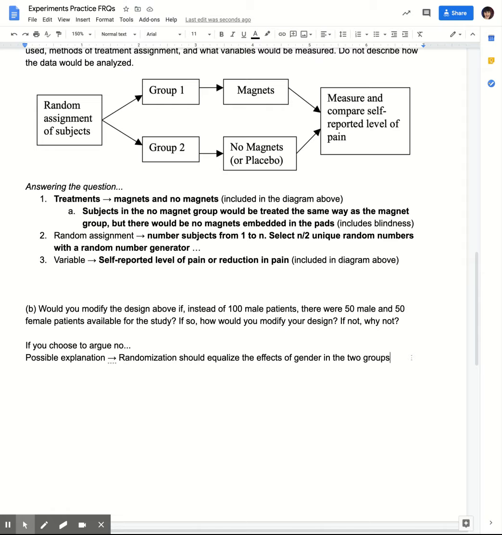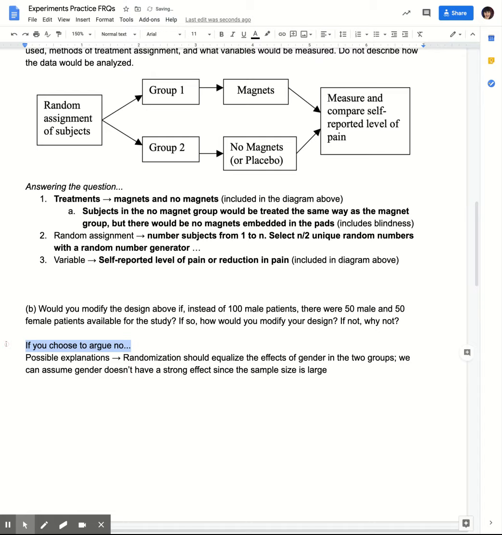Or you could say we can assume gender doesn't have a strong effect since the sample size is large. Okay, so those are some possible explanations that you can use.